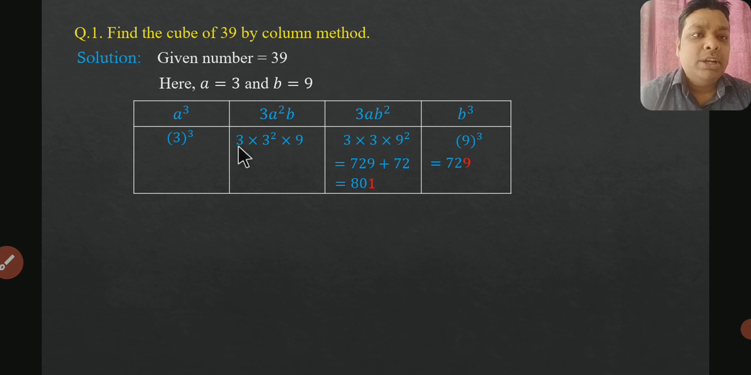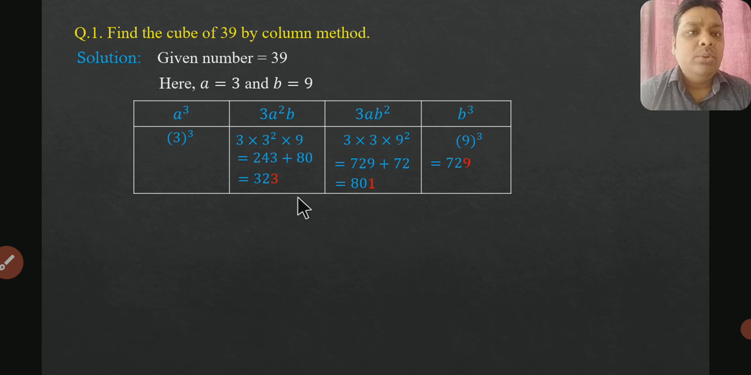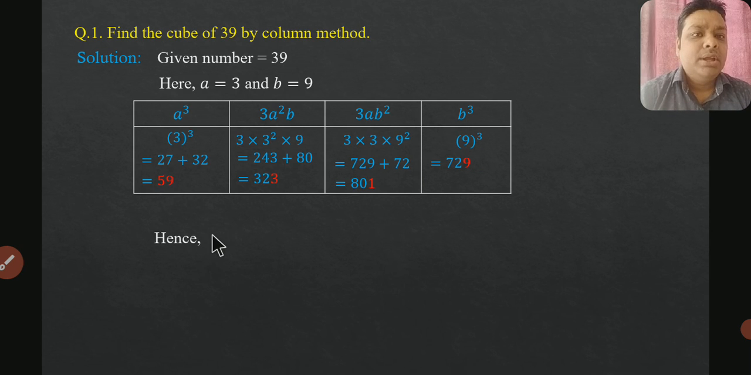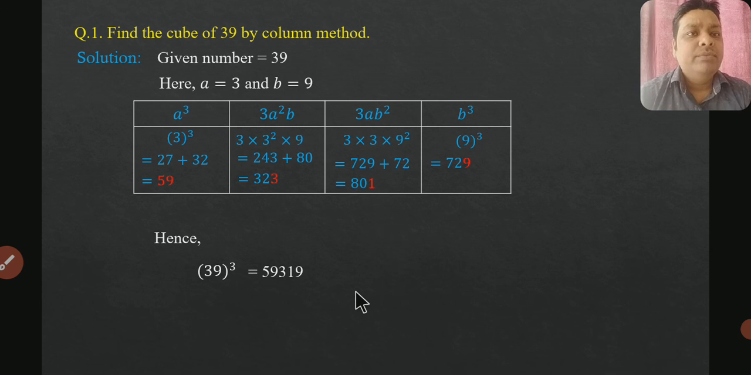Now at first multiply this: 3 square into 9 is 81, into 3 is 243. And that 80 we will add, so it will be now 323. Again 3 we will underline, 32 will carry. 3 cube will be 27, and plus 32 it will be 59. And in the first column we will underline all the digits. So now the cube of 39 will be what? 59, then 3, then 1 and 9. It means 59319 will be the cube of this number.